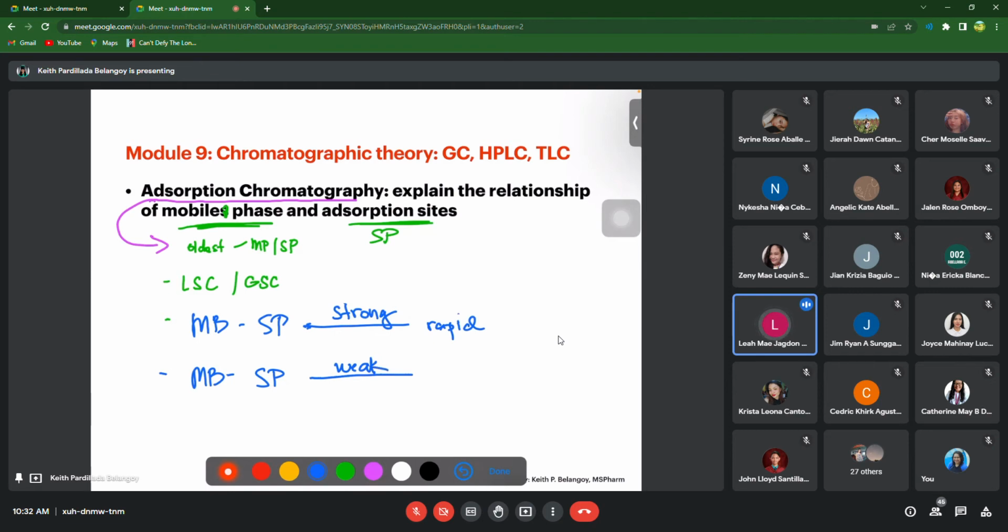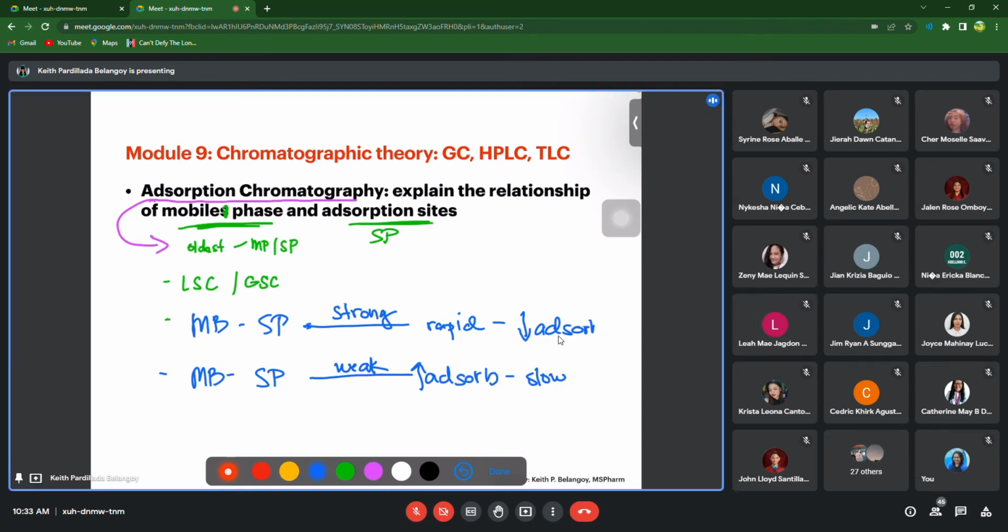But when the interactions between the mobile phase and adsorbent are weak, greater amounts of analyte will be adsorbed at a time and the movement of the analyte through the column will be slow. So if the interaction between the mobile phase and adsorbent is weak, a greater amount of analyte will be adsorbed or adhere to the surface of the stationary phase, and the movement of the analyte in the column will be slow. Okay, thank you.